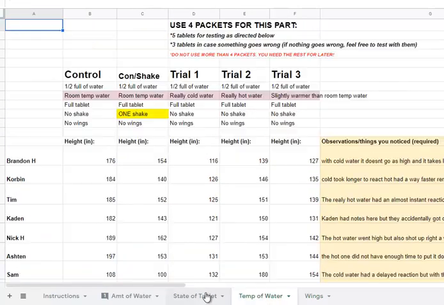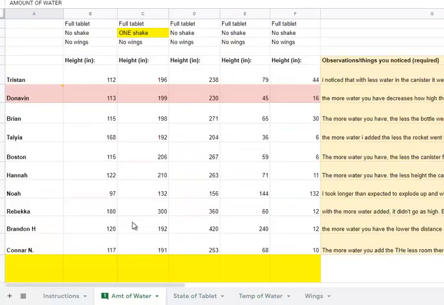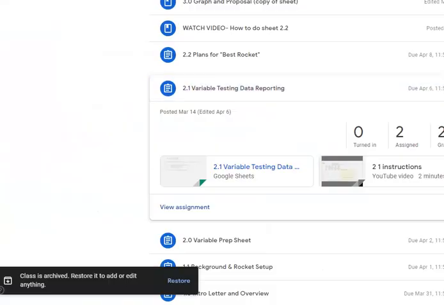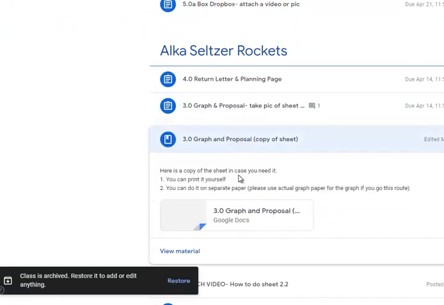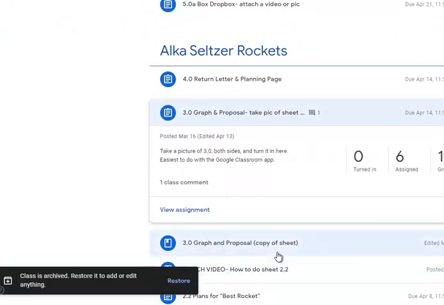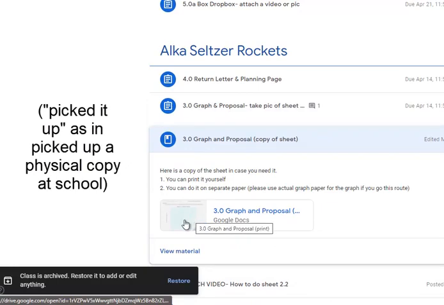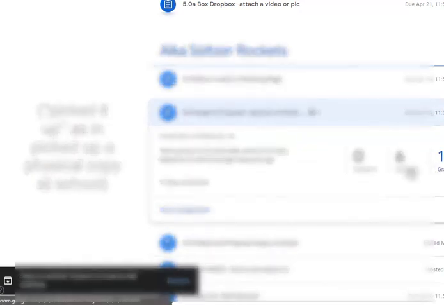I could basically come on this sheet, see who has done it, give them their completion points, and boom, be done grading that information in 5 minutes. For this sheet, graph and proposals, not all the kids picked it up, and I also wanted the kids to make this little graph by hand. So what I told the kids to do was take a picture of their assignment and then just upload it.